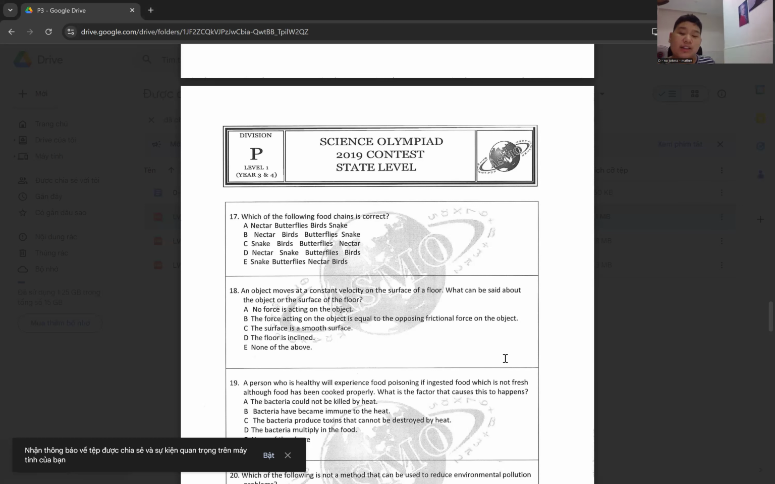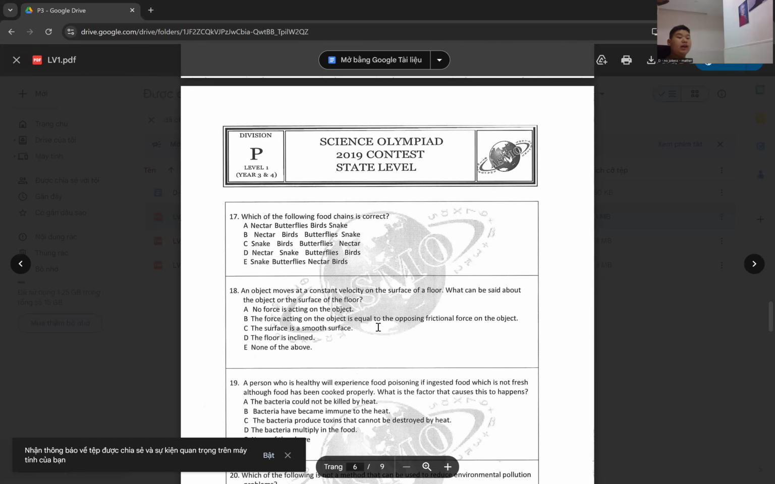So if an object moves at a constant velocity on the surface of a floor, what can be said about the object? If the floor is inclined, the object will have to go down at a faster speed. Yeah, so the answer is that the force acting on the object is equal to the opposing frictional force. Why is this? Friction makes objects slow down when they move, and it also creates heat. That's why when you rub your hands like this, they get warmer.